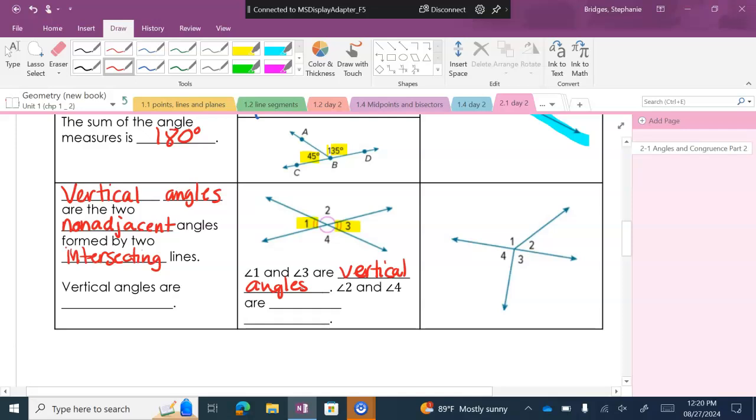What would be my other pair of vertical angles in that picture? 2 and 4. They are directly across from each other.